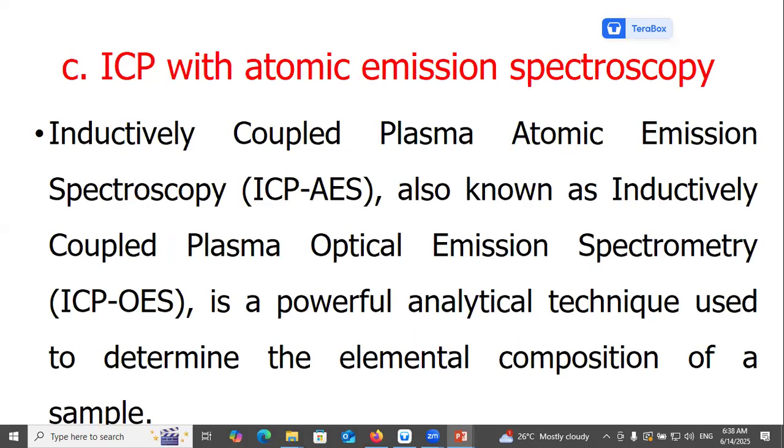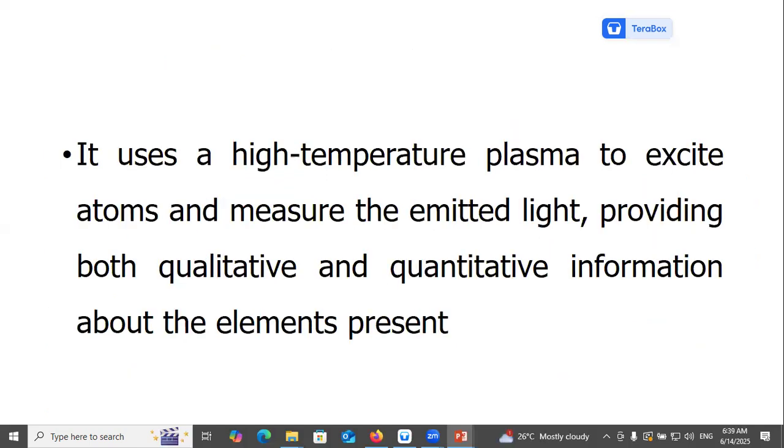ICP with atomic emission spectroscopy. Inductively coupled plasma atomic emission spectroscopy, ICP-AES, also known as inductively coupled plasma optical emission spectroscopy, is a powerful analytical technique used to determine the elemental composition of a sample. It uses a high temperature plasma to excite atoms and measure the emitted light, providing both qualitative and quantitative information about the elements present.